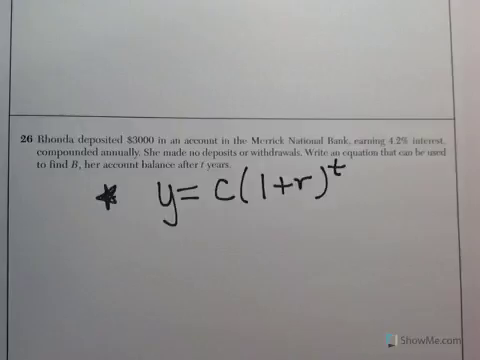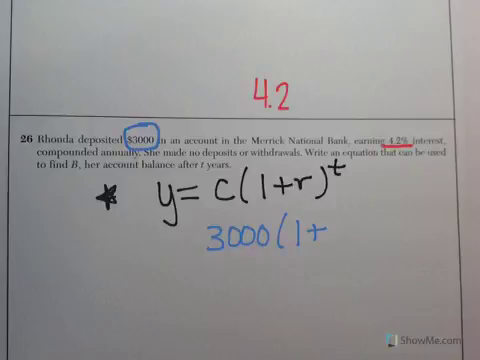So what you're going to do is figure out what is c. Well, c is the initial. That's the $3,000. That's what you'll start with, times 1 plus, well, your r in this case is the rate 4.2%, but since it's a percentage, it's really out of 100, so 4.2 divided by 100 is 0.042. If you don't know how to do that, what you could do is just move the decimal place over 2 units to the left to convert it to a decimal.